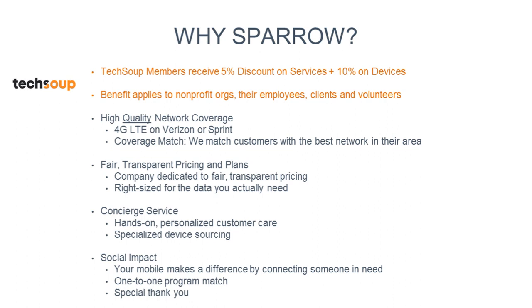In highlighting why Sparrow on the retail side, the Buy One side, and the services we provide to TechSoup members, we offer a 5% discount on services and 10% on devices, and the benefits are across the board to the organization's community. We have high quality network coverage. We're on multiple networks, and in most areas the networks have become mature, and the difference between them is becoming much smaller. We strive to have the fairest, transparent pricing and plans that are simple, no gotchas, and we've done this alongside the TechSoup community the whole way. We're very focused on a hands-on, concierge type of service, and I'll describe that on the next slide. And then the social impact that comes out the other side is a full circle into the community that we're serving here with TechSoup.